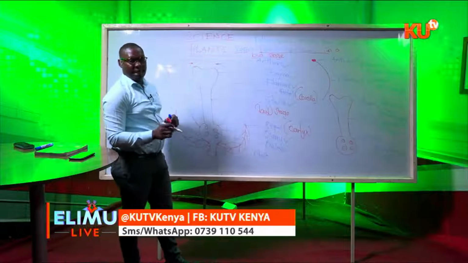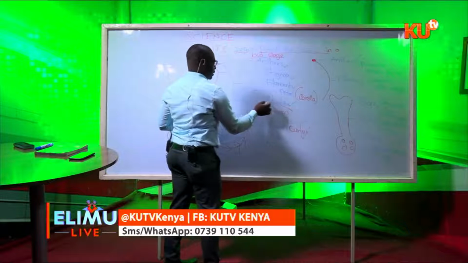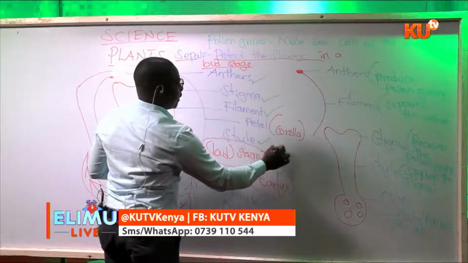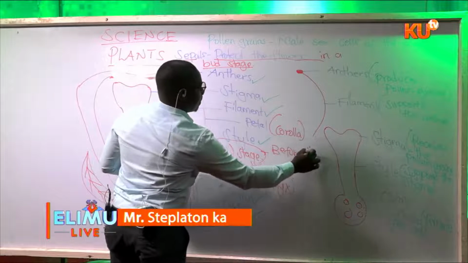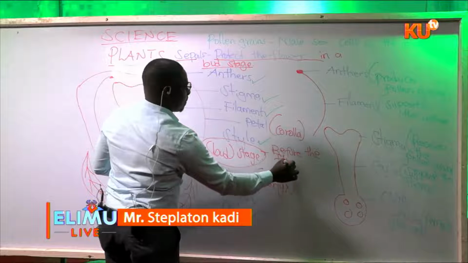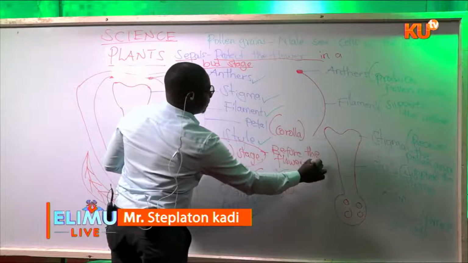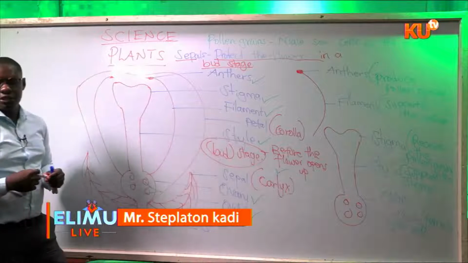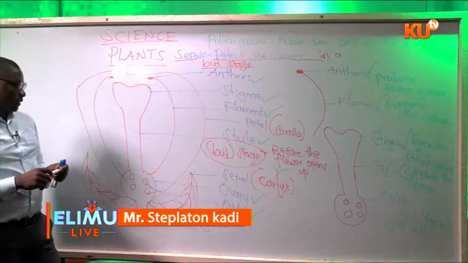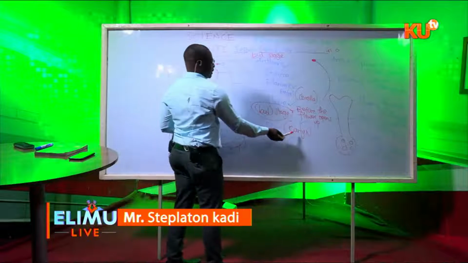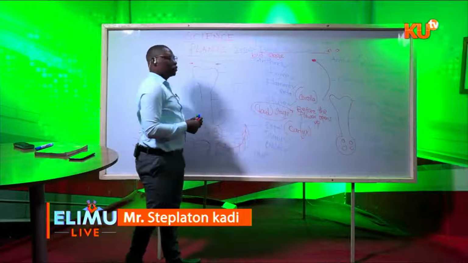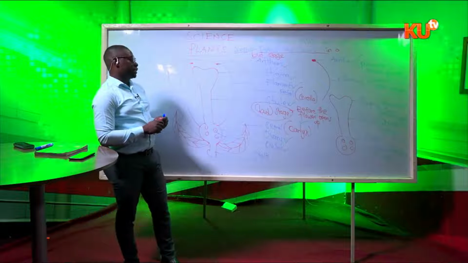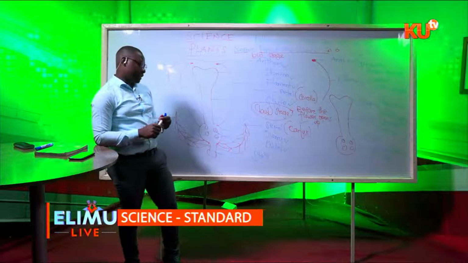And a bud stage is a stage before the flower opens up. That is what is referred to as a bud stage. So the sepals collectively are called calyx, and they are usually green in color. And their function is to protect the flower in a bud stage.